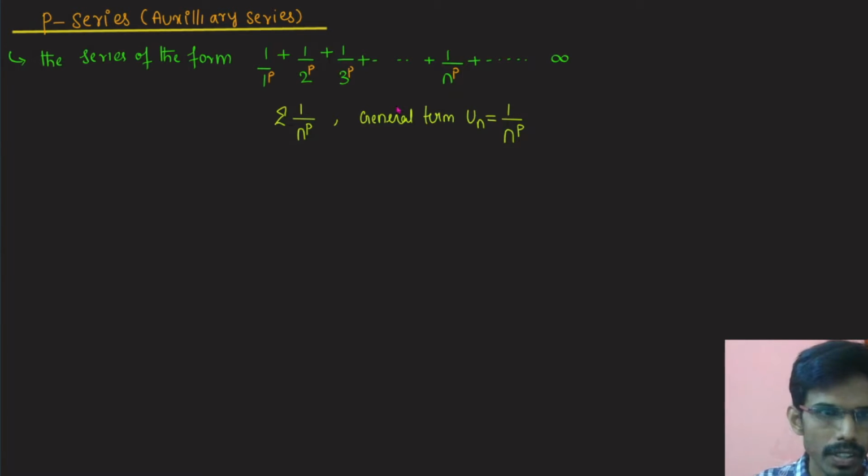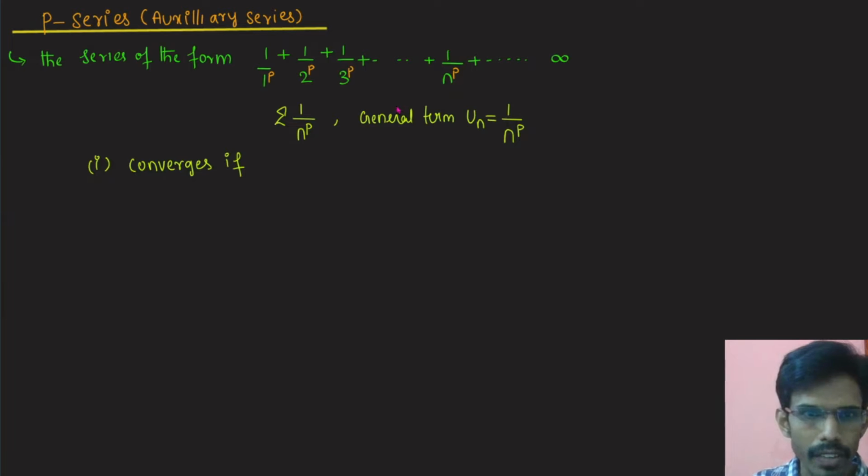Now this series will converge if the power of this n, that is this p value, is greater than 1, else the above series will diverge if p value is less than or equal to 1.